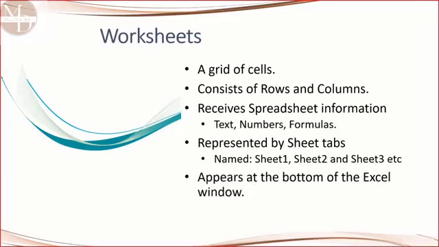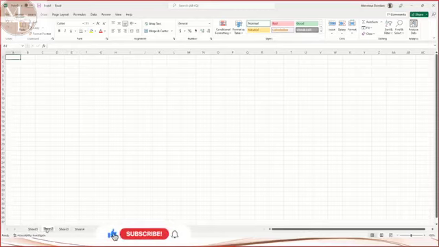A worksheet tab appears at the bottom of the Excel window. Now, let's go back. Look at this, it is a sheet tab. It appears here: Sheet 1, Sheet 2, Sheet 3. That's a sheet tab.